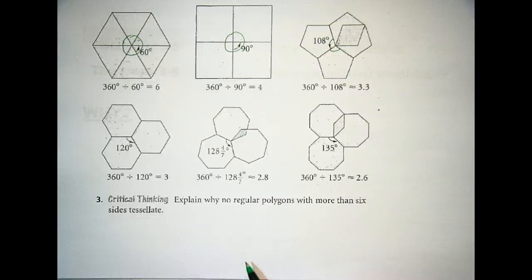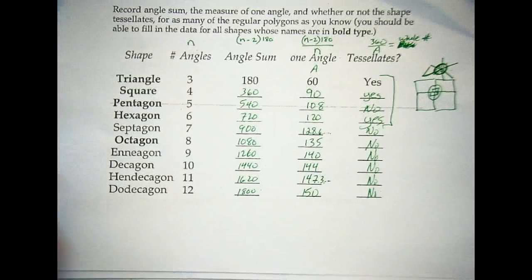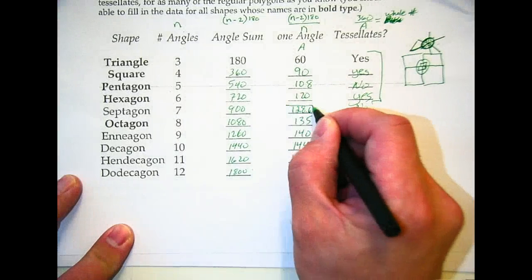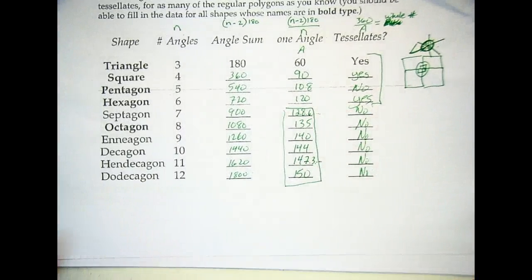Okay? All right. So number 3, explain why no regular polygons with more than 6 sides tessellate. That was the question there. Does anyone know that? So we're focusing in on these things right here. Why would those never tessellate? Talk with your neighbor about it there. See if we can figure it out.